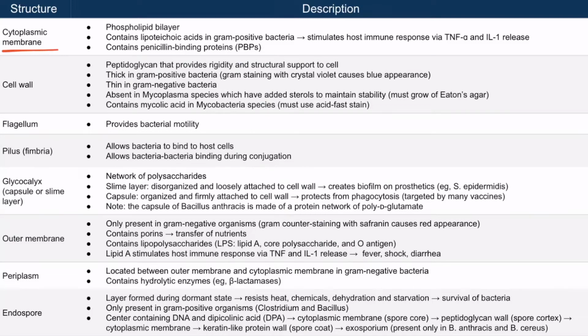Cytoplasmic membranes. All bacteria have a cytoplasmic membrane, and just like in human cells, this is a phospholipid bilayer. In gram-positive bacteria, there's lipoteichoic acids. Really, the only thing you need to know about these is that they can trigger a host immune response, leading to the release of cytokines such as TNF-alpha or interleukin-1. And lastly, this is the location of penicillin binding proteins, which is the target of penicillin antibiotics.